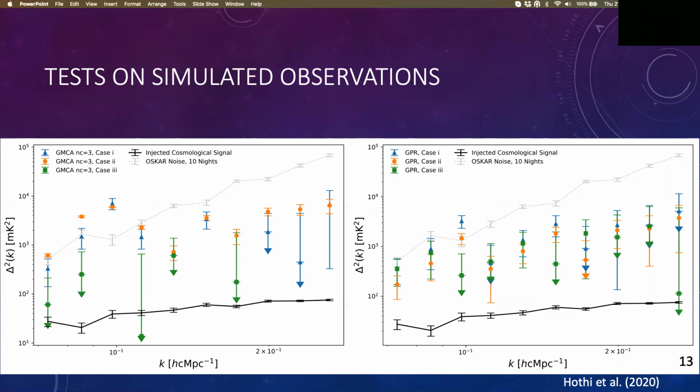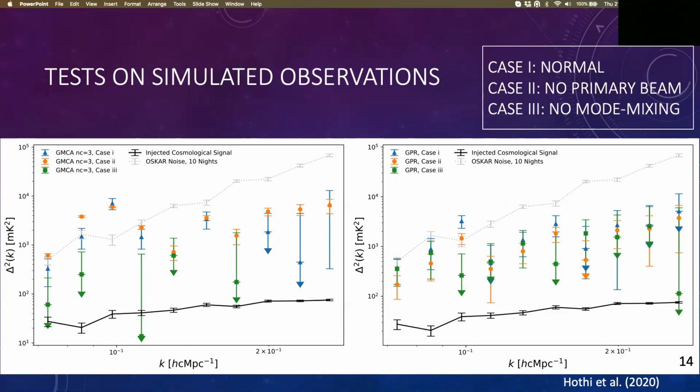So we take the lowest frequency's PSF and apply it to the entire bandwidth. And this effectively smooths over the bandwidth. And thus, we remove the mode mixing. So case one is a normal observation with obviously the LOFAR specifications pointing to OSCAR for 10 nights. The same is true for case two, but we remove the primary beam. And with case three, we remove the mode mixing.